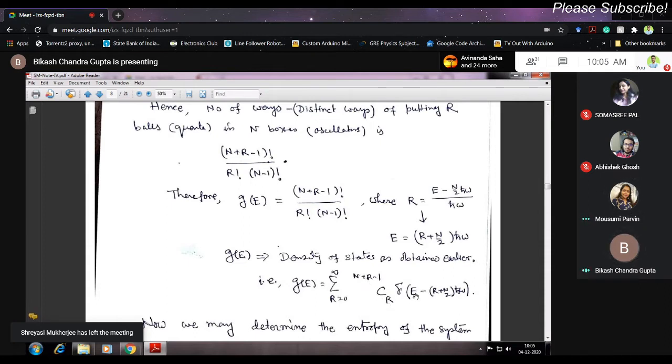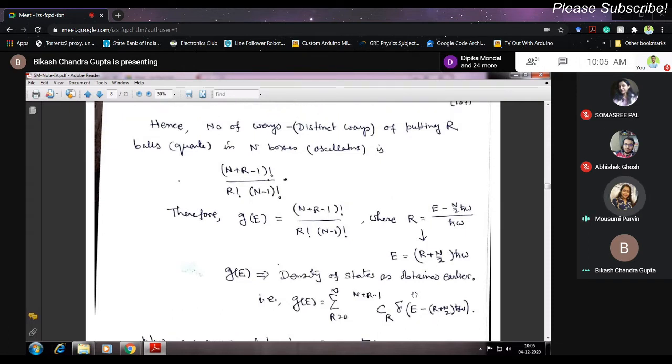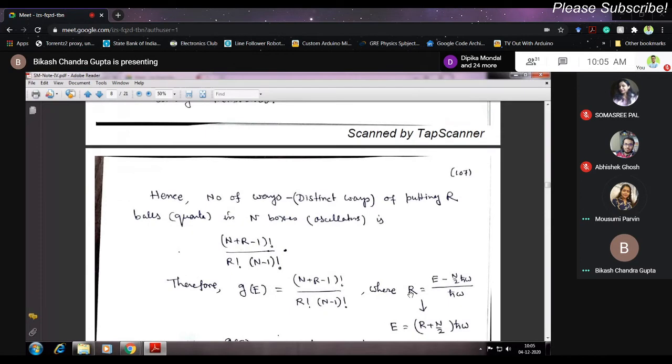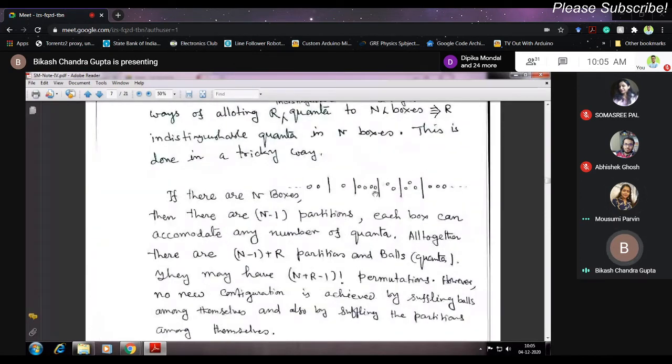Sir, yes, go ahead. I am asking, you said the boxes are distinguishable, still why am I dividing by n minus 1 factorial? Because the partitions, these locations are there, okay, no problem, but the partitions, this is basically a statistical, what should I say, this is a kind of statistical trick, probabilistic trick.